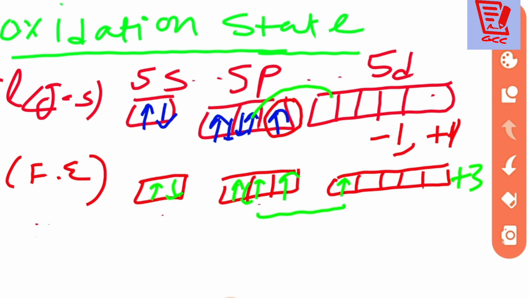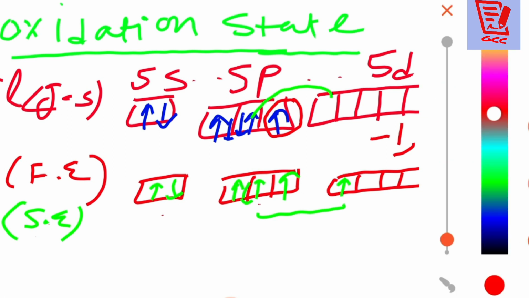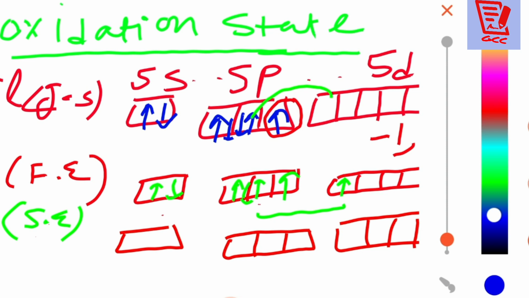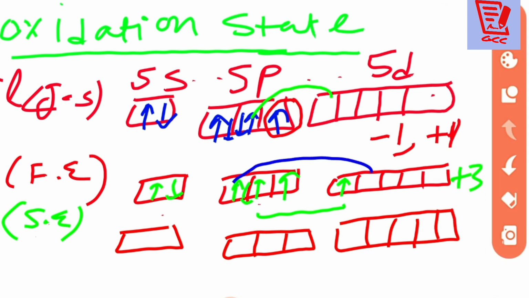Now you see chlorine in the second excited state. I am making all these d orbitals again, 1 2 3 4 and 5. Now one electron will be promoted from the p. Then it will become 1 2 3 4 and 5. How many unpaired electrons are there? 5 unpaired electrons. That is why the oxidation state will be +5.